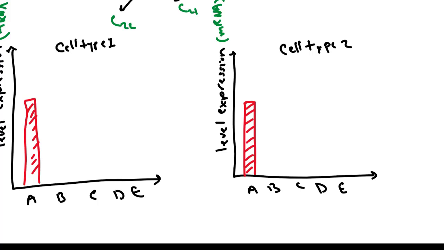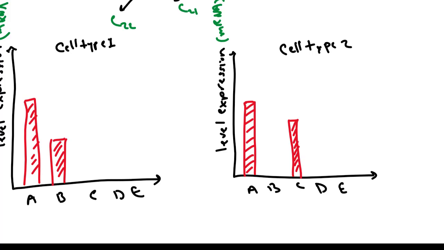It could be that B is expressed in cell type 1, but it's not expressed in cell type 2. Whereas C is not expressed in cell type 1, but it's expressed pretty well in cell type 2. Now, this is the case of, in cell type 1, B has not been silenced, whereas in cell type 2, that gene has been silenced. It doesn't mean gene B is not in cell type 2. The gene is still there, but it has been silenced, so it's no longer being expressed in cell type 2, whereas it's being expressed in cell type 1.